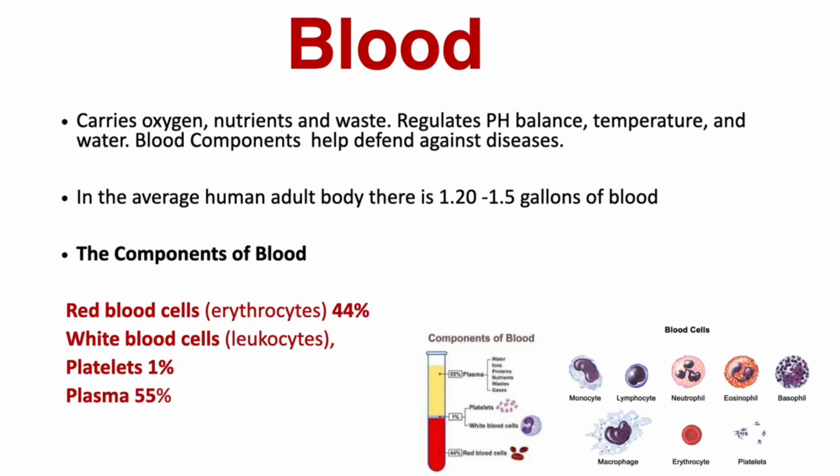In the blood, you'll find red blood cells, which is about 44%, white blood cells, which makes up about less than 1%, I'll say, then platelets, which is also 1%, and then we have the plasma, which makes up the majority of blood, coming in at 55%. And in the average human adult body, there's about 1.20 to 1.50 gallons of blood.